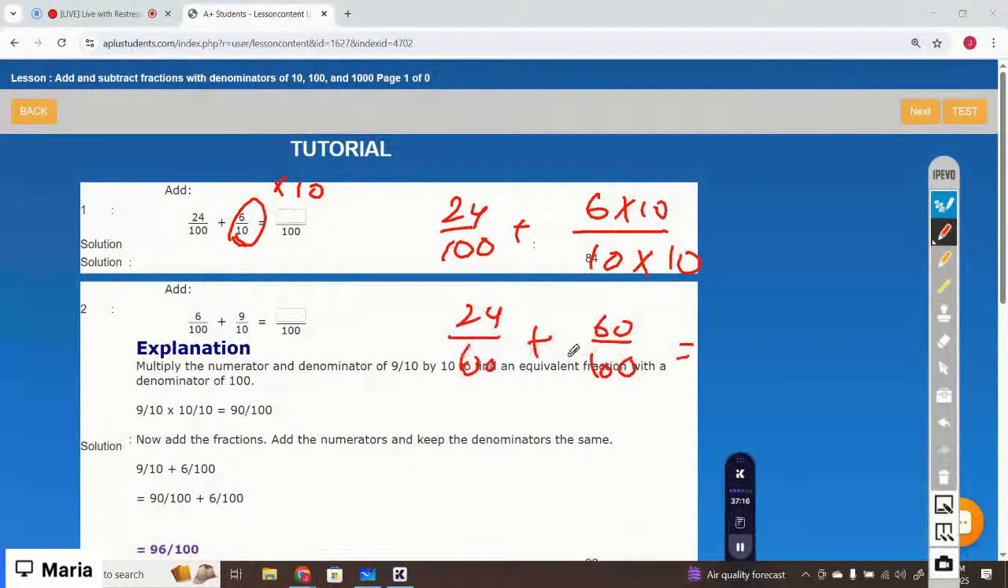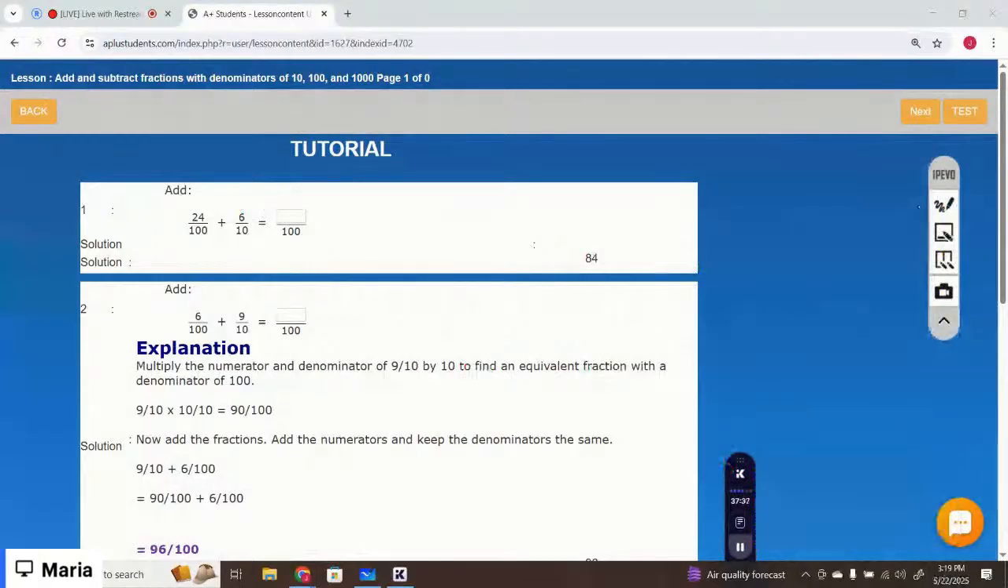Now we have like denominators. You can simply add the numerators. This is 60 plus 24 over 100. That is 84 over 100. So the correct option is 84 over 100.